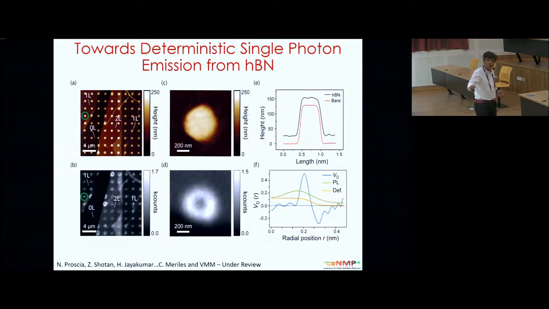And if you zoom into one of these pillars, what you see is that most of the emission is not coming as if it's emitting from the pillar. Most of the emission is actually coming from along the edge, where the defects are getting activated due to strain. So we are not inducing defects. On the other hand, there are already defects in these materials, and we are activating them through strain in this system.